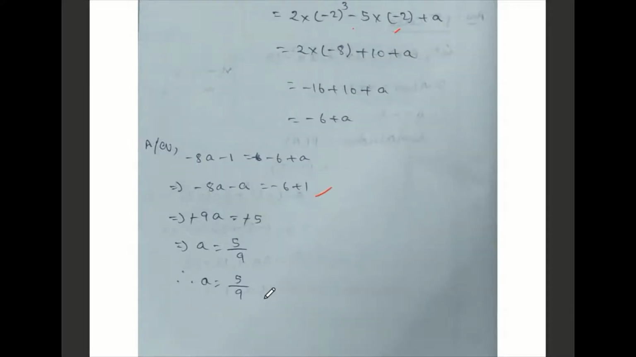So plus a you can send towards the left side. Side changes, sign you will change. Minus 8a minus a becomes minus 9a. Right side you can keep minus 6. Minus 1 you can send to that side, so it will be plus 1. Now minus 6 plus 1 gives you minus 5. So minus 9a equals minus 5. Both side minus can be cancelled out. a is equal to 5 by 9. So the value of a is coming out 5 by 9.